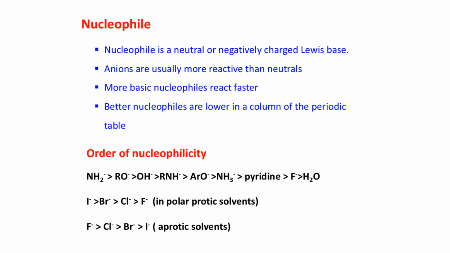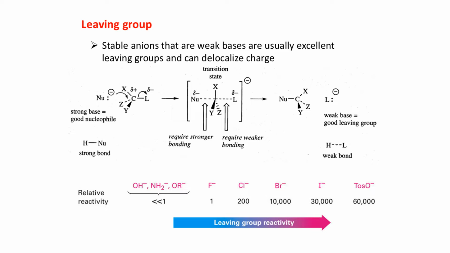Further, nucleophiles are neutral or negatively charged Lewis bases. Their reactivity depends on their charge and position in the periodic table. Good leaving groups are stable anions that can delocalize charge. Weak bases make excellent leaving groups.